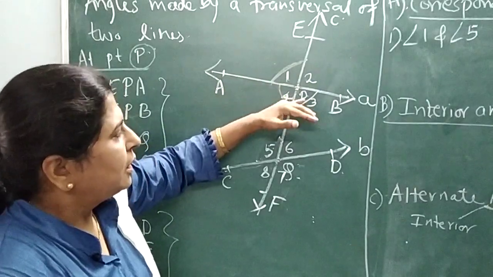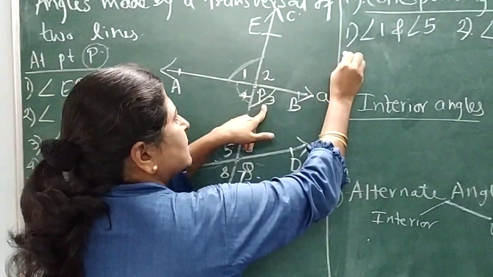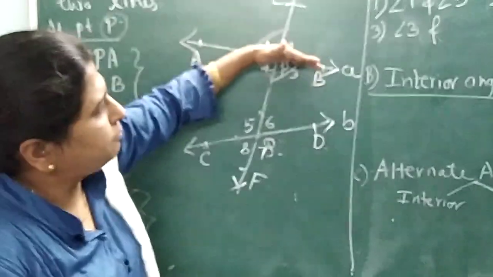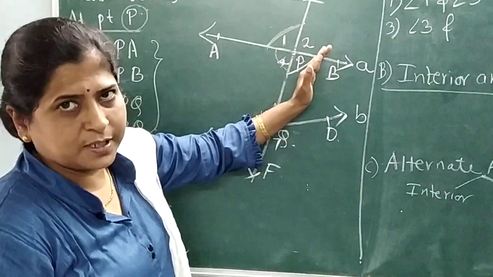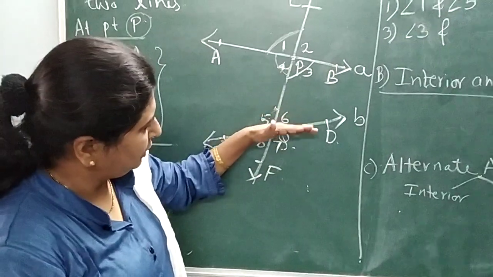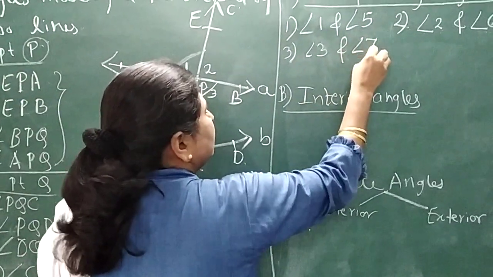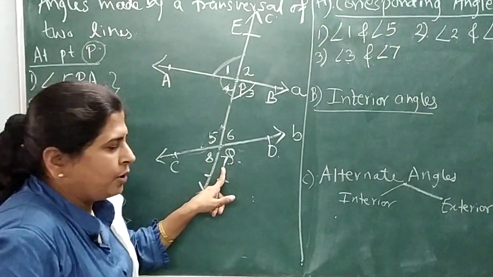Let's come below. If you are talking about angle 3, this third pair, what is angle 3's position? Below the line to the right of the transversal. So here at point Q, below the line to the right of the transversal, is angle number 7. So angles 3 and 7 are called corresponding angles.